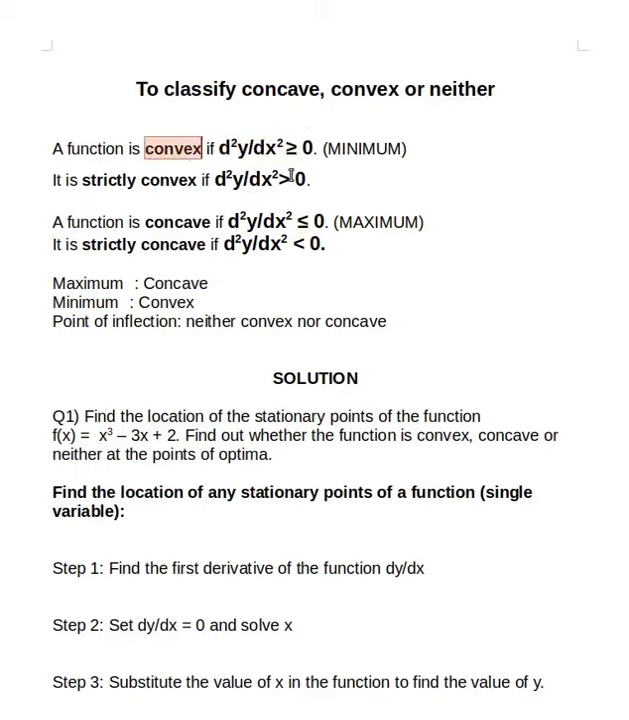So there is some confusion about what will happen when the second derivative is equal to 0. That's actually the tricky part of finding whether the function is concave, convex or neither. But if we get a second derivative as a positive term, then we can conclude it is strictly convex, and if it is negative, then we can conclude it is strictly concave. But if it is equal to 0, we need to make further investigation to find out whether it is convex, concave or neither.